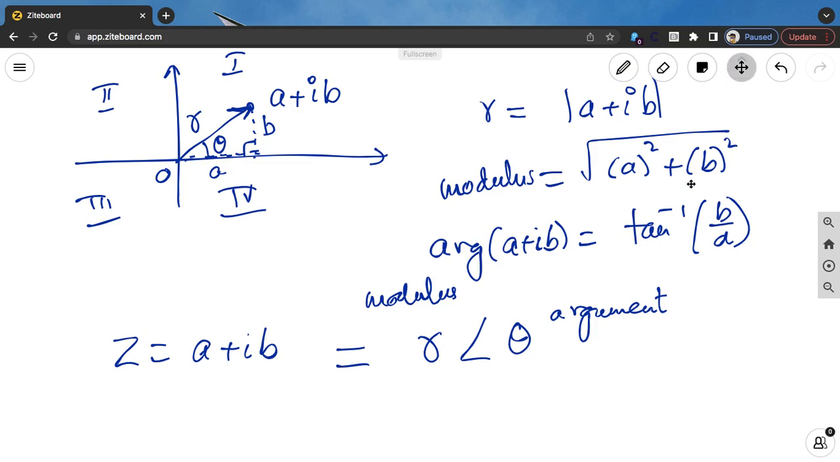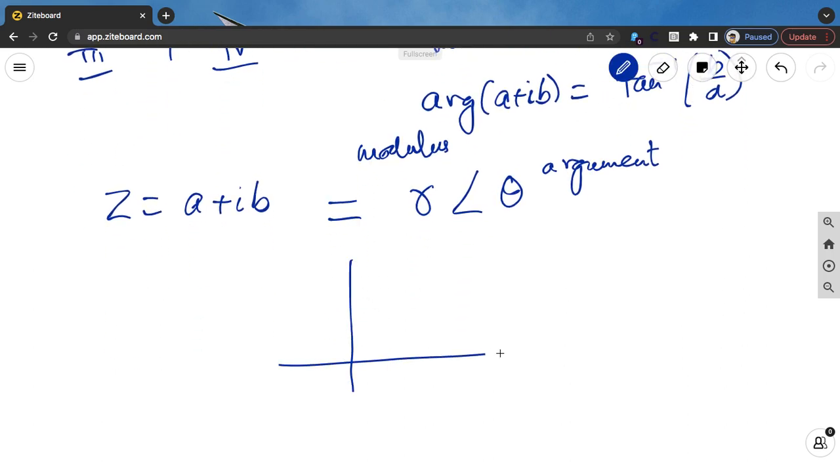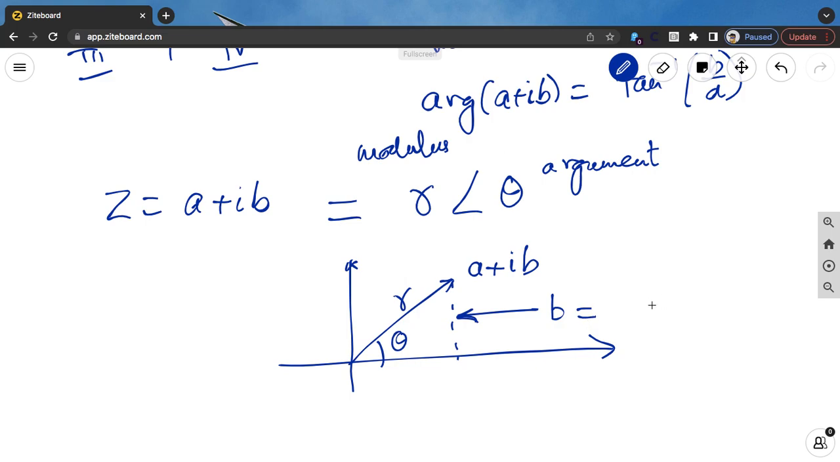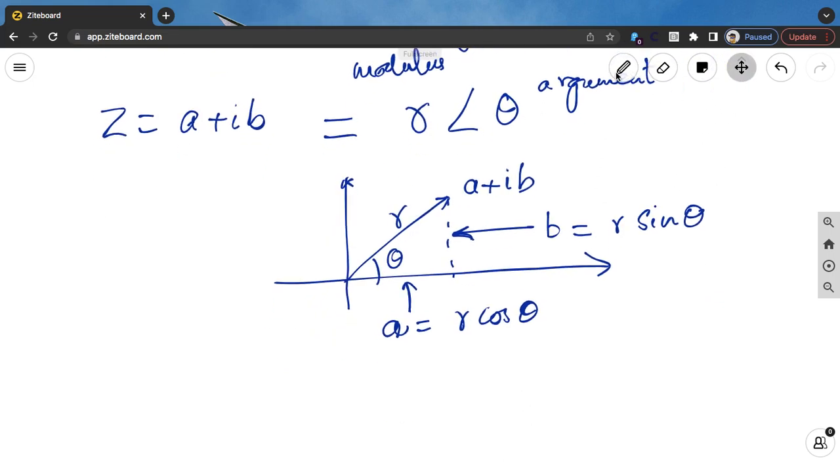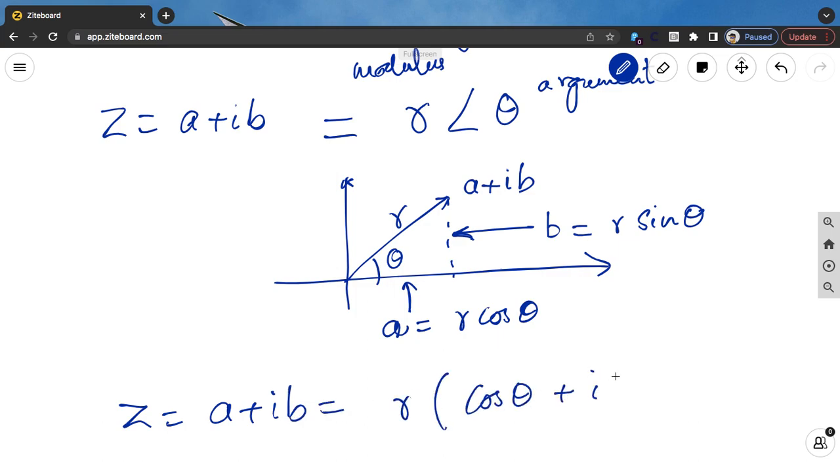Pay closer attention to the diagram, and let's see what this r and theta really are. If this is my complex number and this is r and this is theta, then how can we define this opposite side, which is b? Well, the opposite side is r sine theta and the adjacent side a is r cos theta. So that means the Cartesian form of the complex number can also be written as r times cos theta plus i sin theta.